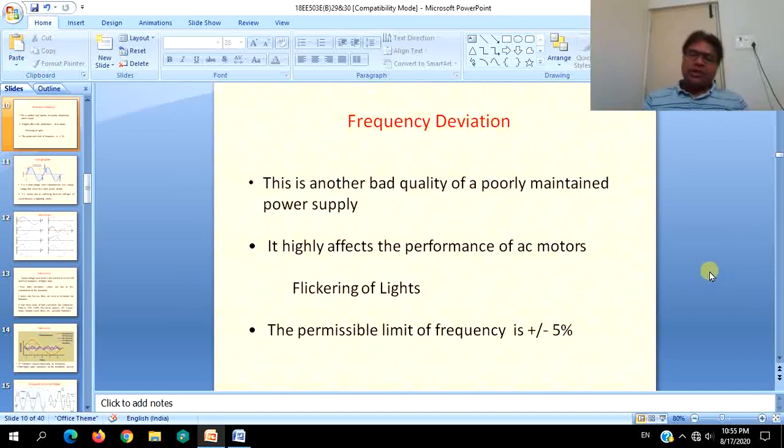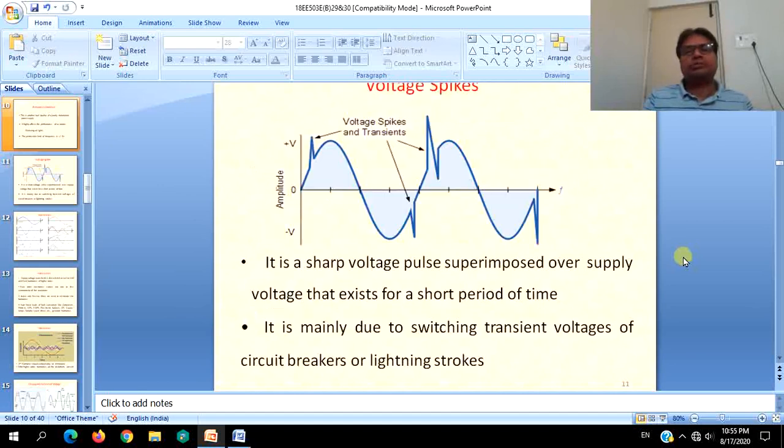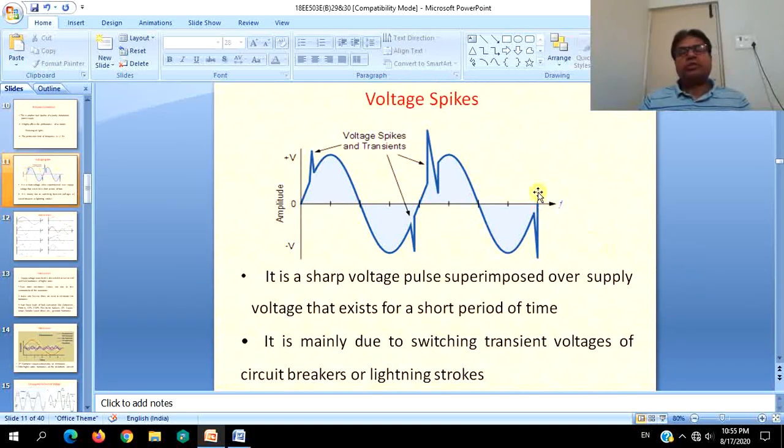and it differs from stage to stage. So frequency deviation is also a big disturbance which affects the performance of the loads drastically. These things have to be eliminated, and care should be taken such that these problems do not occur. The other one is voltage spikes. These are the things which we are going to discuss elaborately in the next session, probably. To control or eliminate these spikes, we will be using many devices. That is the topic which we are going to discuss later.